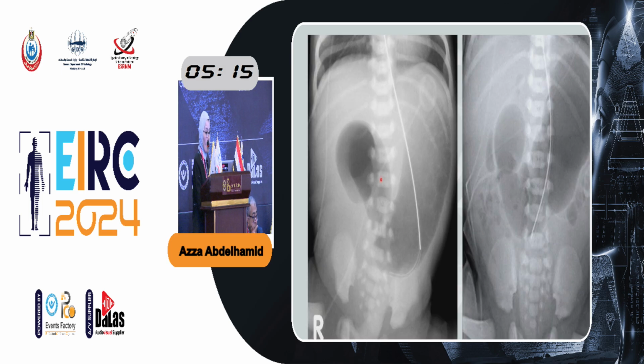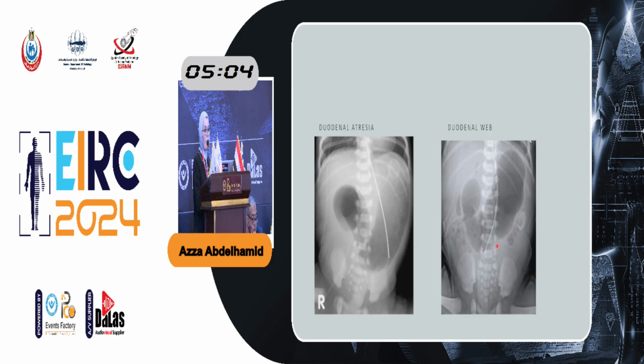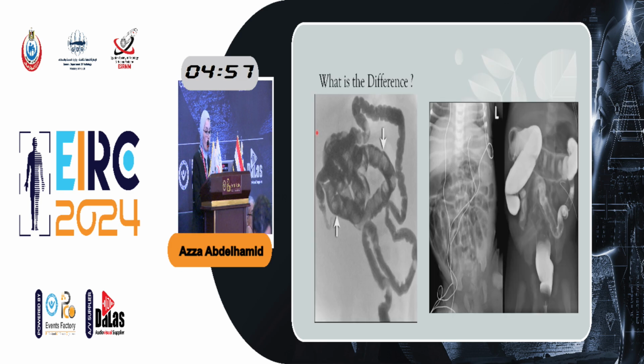What's the difference? Double bubble, duodenal atresia, but you don't see gases beyond the level of the duodenum. But in that case, you see few gas bubbles, so that one is web, the other one is duodenal atresia. And of course, you can confirm that with fluoroscopy.